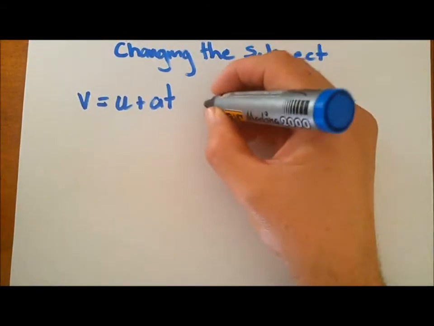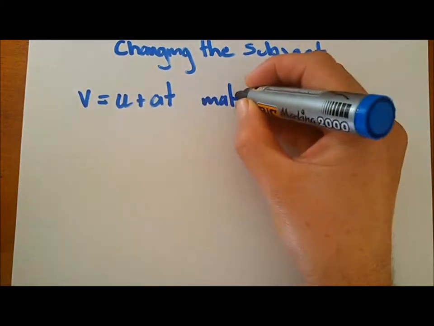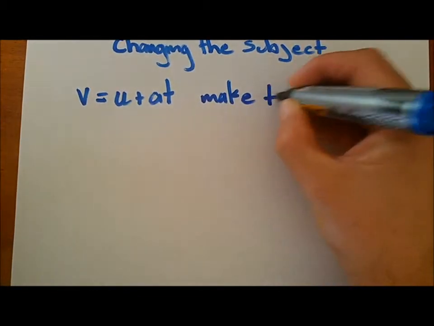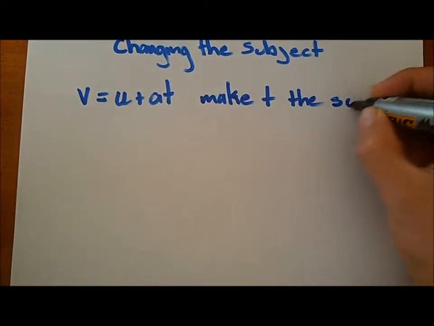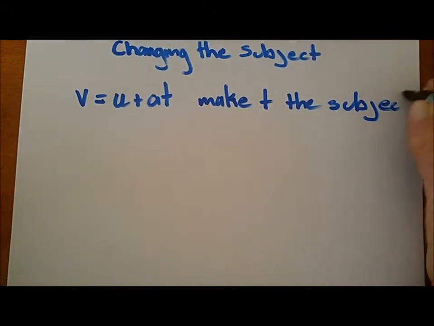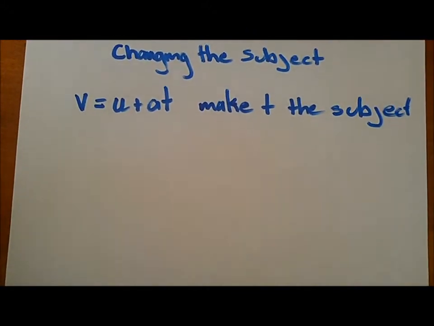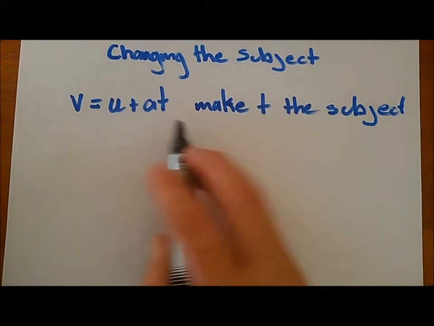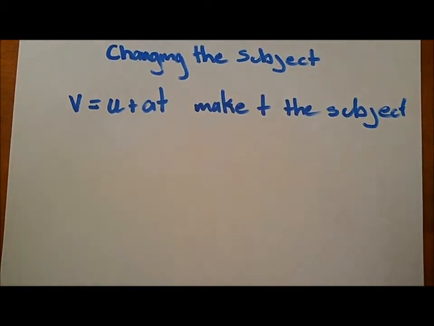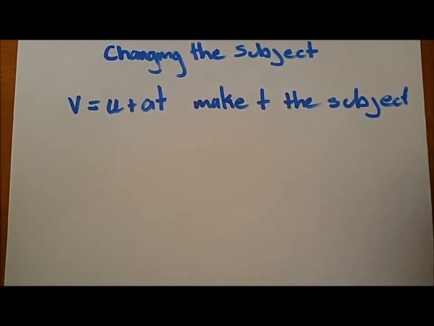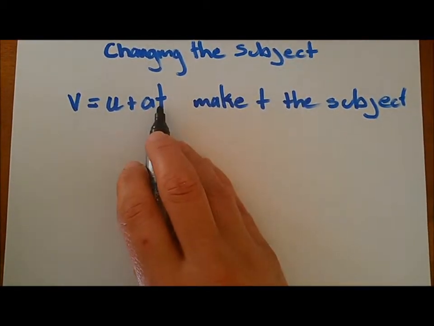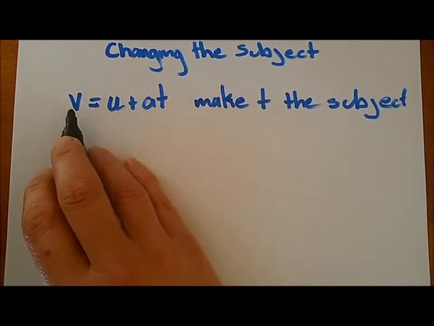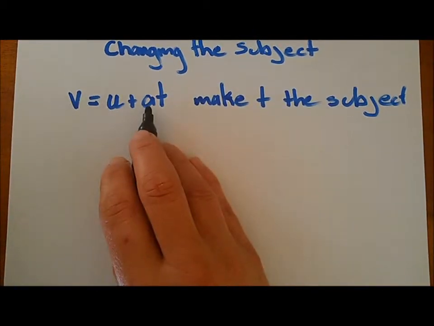So for example, make t the subject. So if we're making t the subject, I need to make t equal. So it's like solving an equation, just no numbers involved, just letters only. To do that, I'm still going to do exactly the same as I would have done if there were numbers here. I'm going to treat v, u, and a as a number.